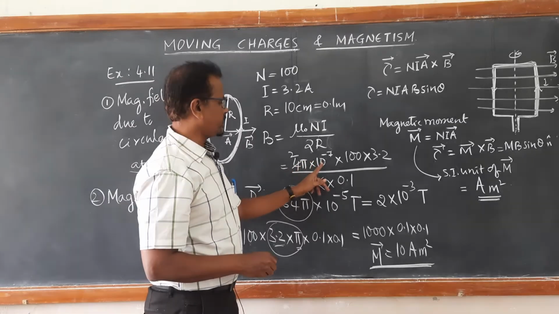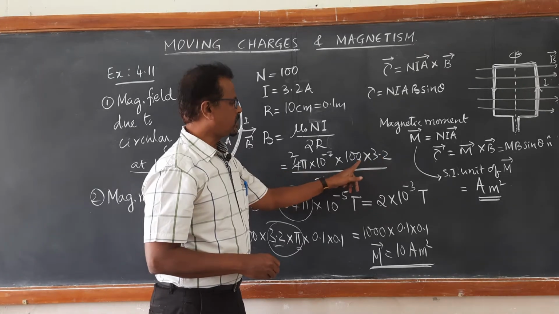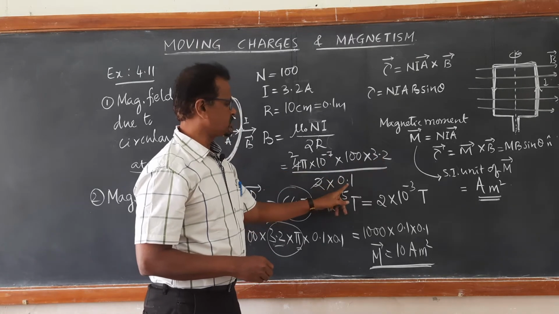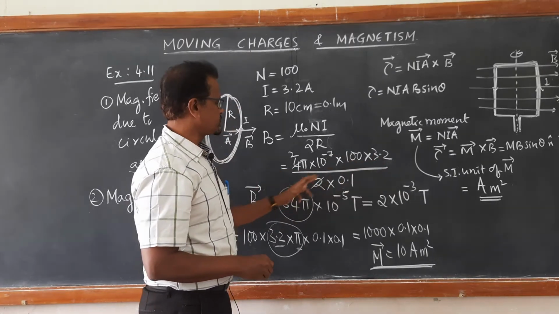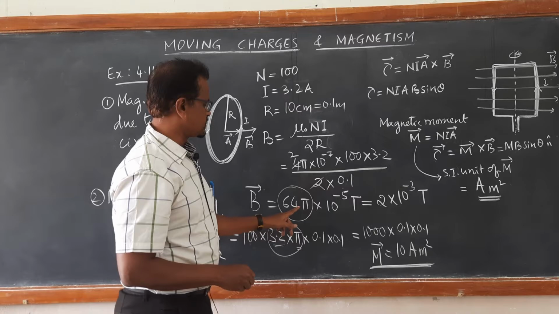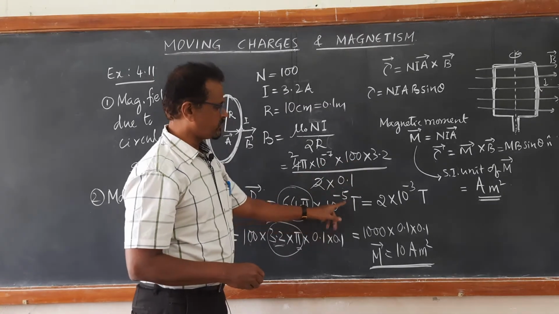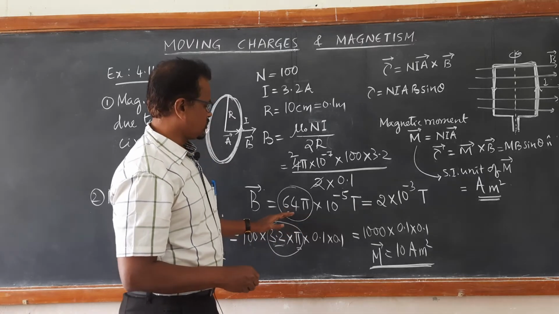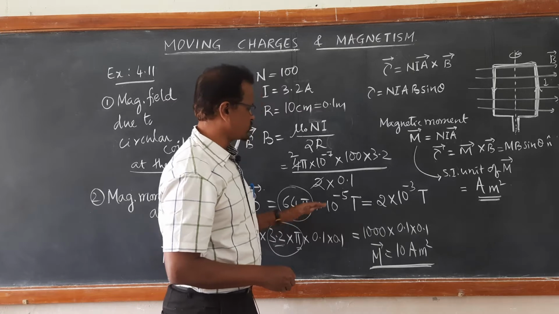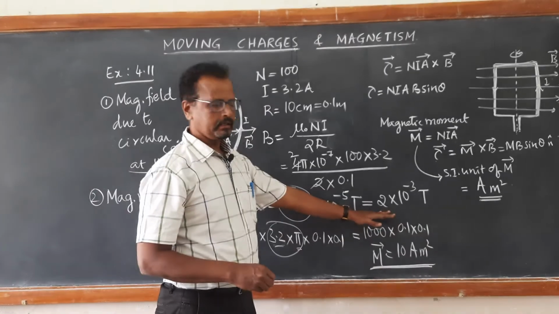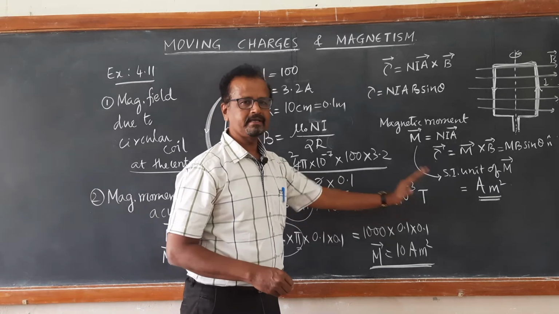2 pi into 10 to the power of minus 7 into 100 into 3.2. So, this decimal cancels with this decimal, you are left with 32 here. So, it becomes 32 2s are 64. 64 into 10 to the power of minus 7 plus 2, it becomes 10 to the power of minus 5 Tesla. So, 64 into pi, if you multiply this, it comes out to be nearly 200. So, 200 into 10 raised to minus 5 becomes 2 into 10 to the power of minus 3 Tesla.